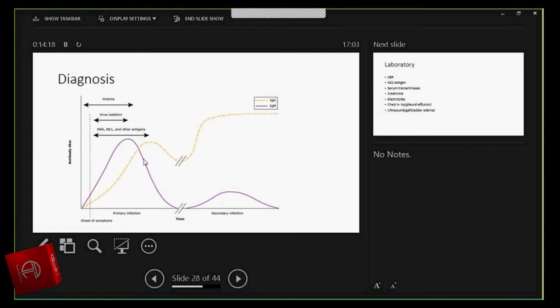So as I said before, in primary infection, the viremia would be higher, and virus isolation and antigen would be higher. Whereas for patients with secondary infection, the antibody levels would be higher. So for patients who had a primary infection and whom you suspect of having a secondary infection, it's preferable to do IgG and IgM antibodies. Whereas in the younger population suspected of having primary infection, it's preferable to do an NS1 antigen.